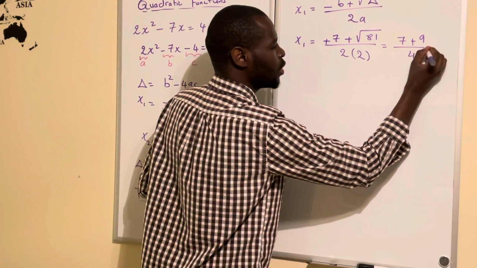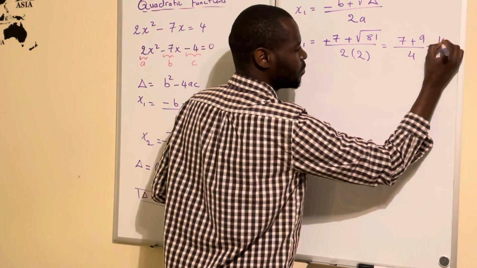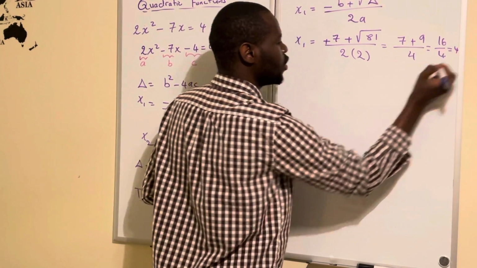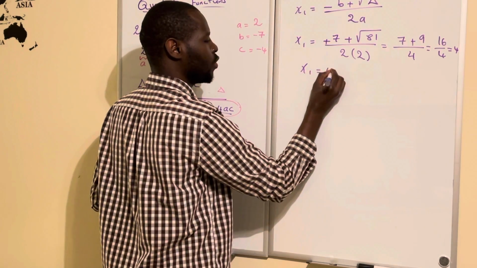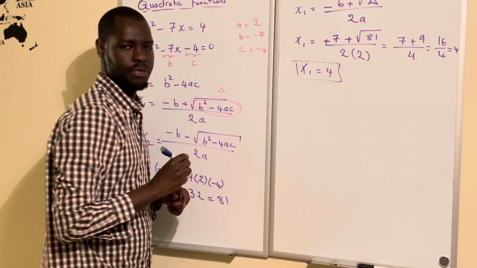is 4. 7 plus 9 is 16. 16 divided by 4 is 4. So x1 equals 4. So we found our first value.